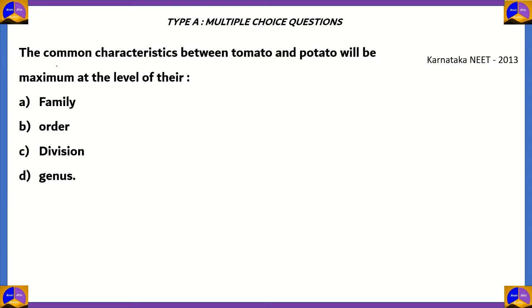Next question. The common characteristics between a tomato and a potato will be maximum at the level of their A. family, B. order, C. division, D. genus. So, how do we solve this question? It's a good idea to compare the biological classification of both a potato and a tomato. So we take potato here and we take tomato in the second column, and we will list out each of the taxonomic categories in rows.